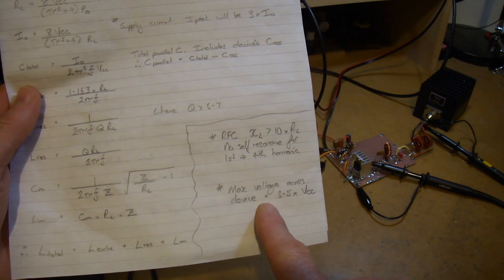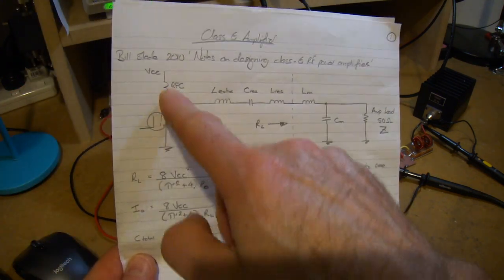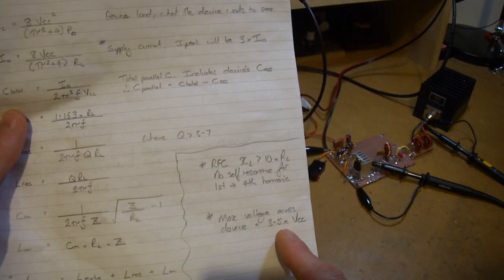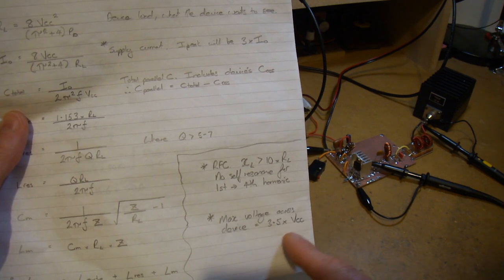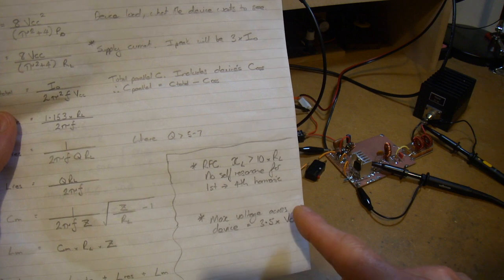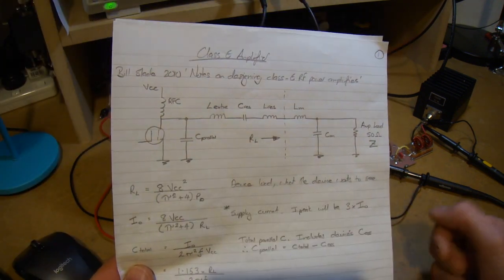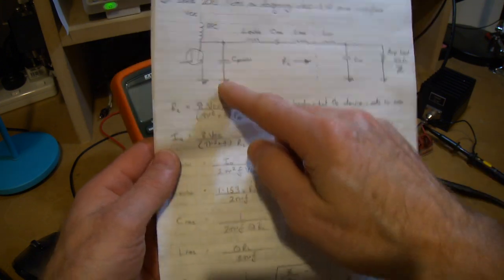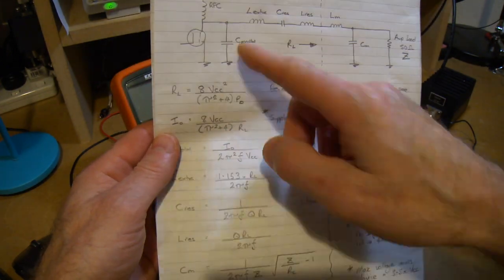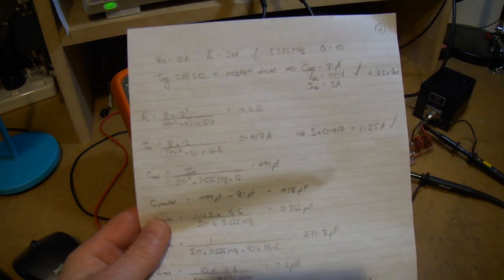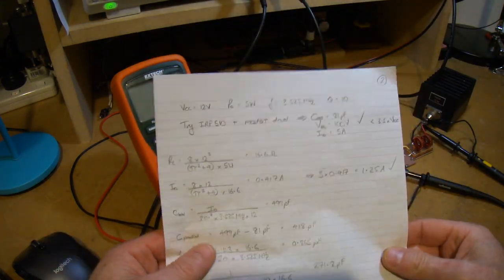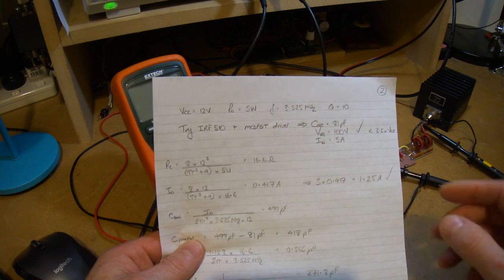The other thing he talks about is the maximum voltage that's going to be seen across this device, which is going to be 3.5 times VCC. So that's another limit, I guess, or another value that needs to be borne in mind when choosing a suitable device for this. Having said that, I won't go into the derivation of those, that's all in the paper, but I then used those formulas to come up with an amplifier.